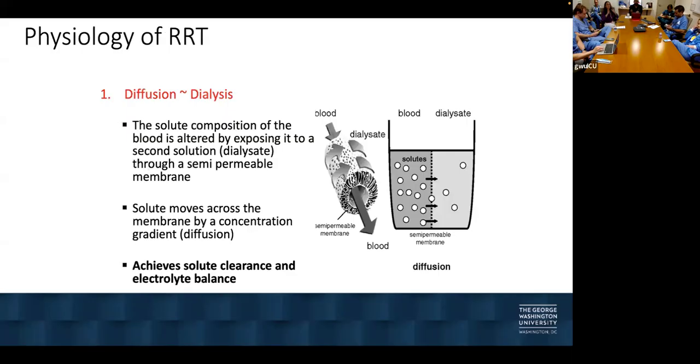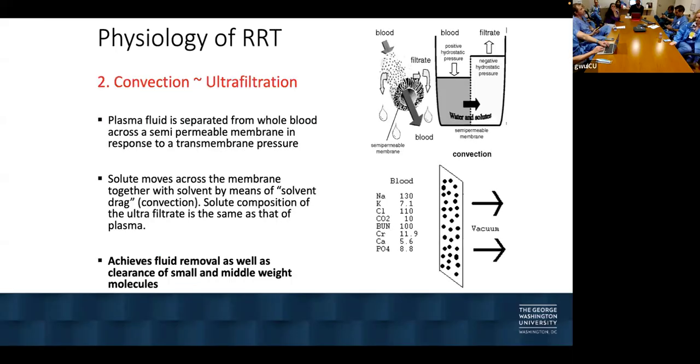There are two ways of doing renal replacement therapy through dialysis, basically, which is concentration gradients, exposing the blood to the dialysate and making those solutes go through with concentration gradient. So this is what we call dialysis, diffusion. And the second one is convection, which is when we refer to hemofiltration.